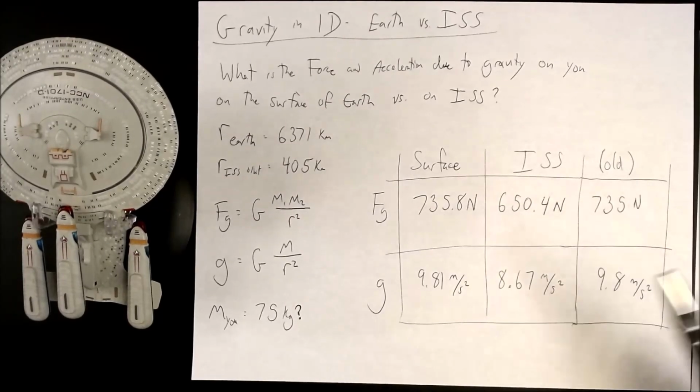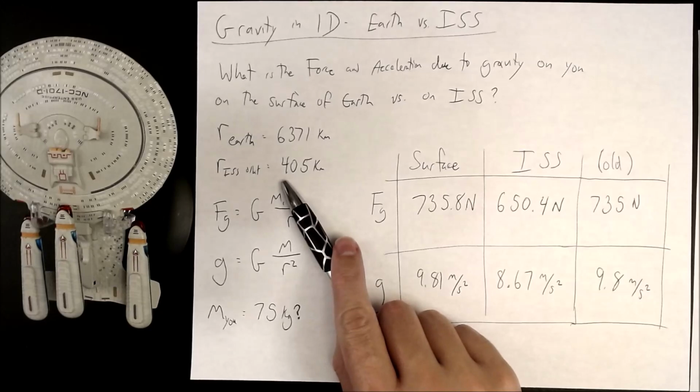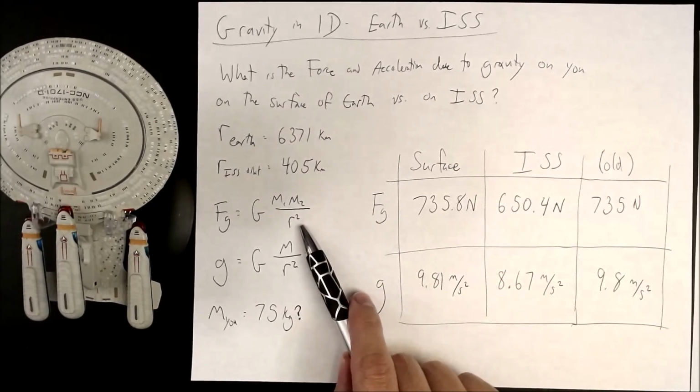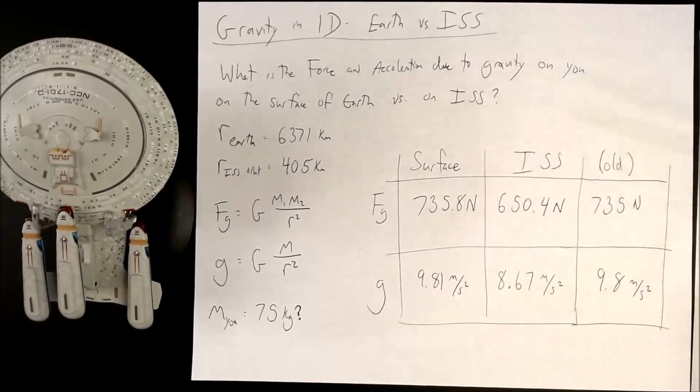A lot of people will plug that directly into r squared. Even if they convert it to 405,000 meters, that's still going to get you a very, very wrong answer plugging it in for r. You have to, what do you think you have to do?